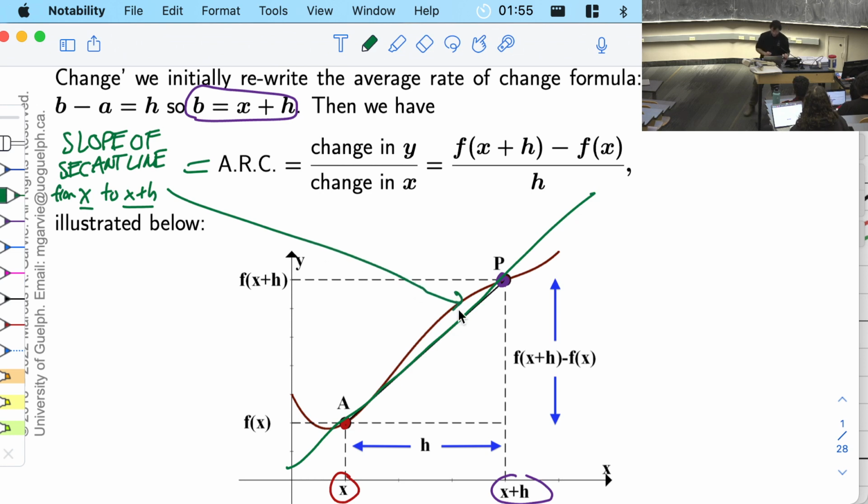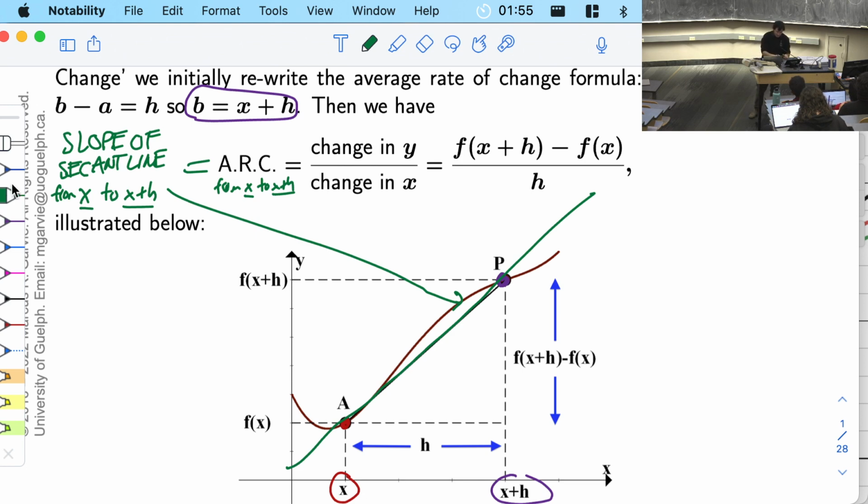That's the secant line, right? So the average rate of change of the function is the slope of that green line. That's the slope of the secant line, and that's from x to x plus h. Okay, so we would like to know what this is getting close to when x and x plus h get close together, when h is getting close to 0. That's what we're going to do.